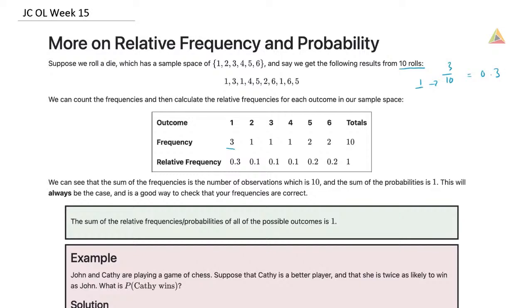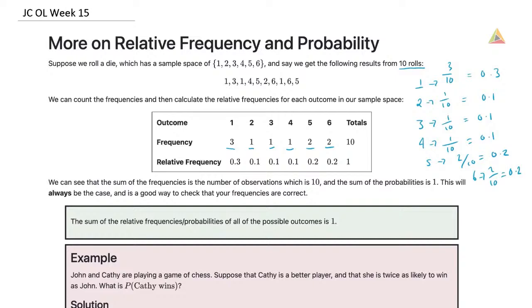The number 2 was rolled once, so it only occurred once. So it was 1 out of the total of 10, which is 0.1. The number 3 was rolled only once, and that's 1 out of 10 times. So again, that's 0.1. The number 4 was only rolled once as well, so it's once out of the total of 10, which is 0.1. Then we have the number 5, which was rolled twice out of the total 10 times, and that's 0.2. And finally the number 6 was rolled twice as well, twice out of 10 times, which is 0.2.